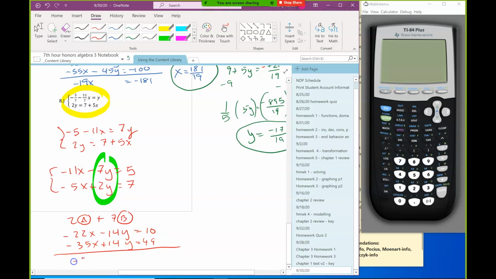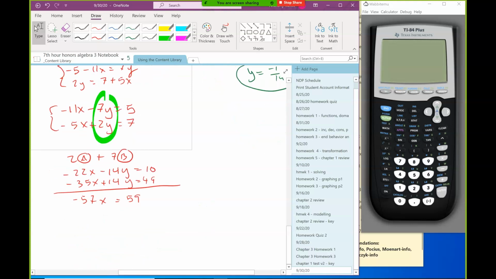So when I do that, I get negative 15 equals 59, or 57x equals 59. And if I divide both sides by negative 57, I get negative 59 over 57. Is that okay there? And then to solve for y, I'll just plug this back into one of those locations. I would probably choose to plug it into here because the numbers are the smallest. It just makes the arithmetic a little bit easier.